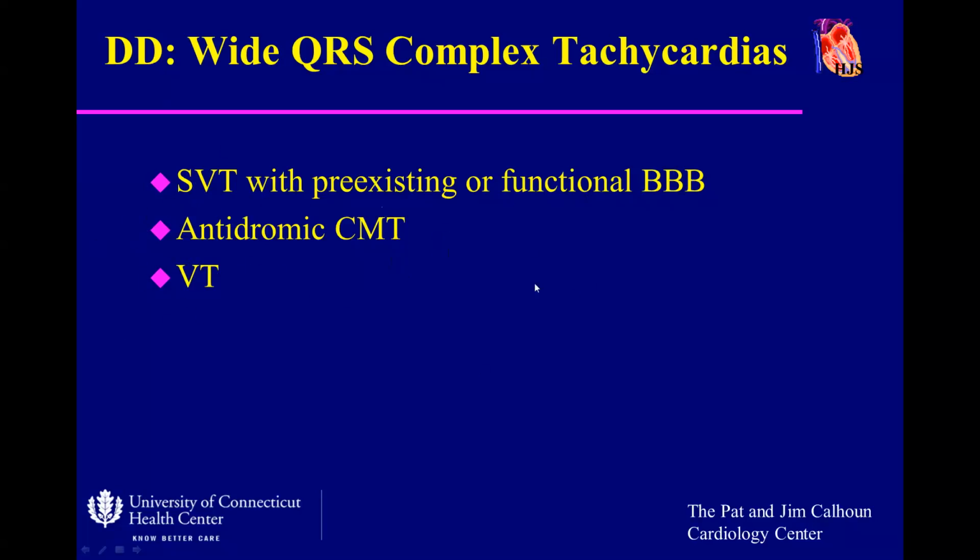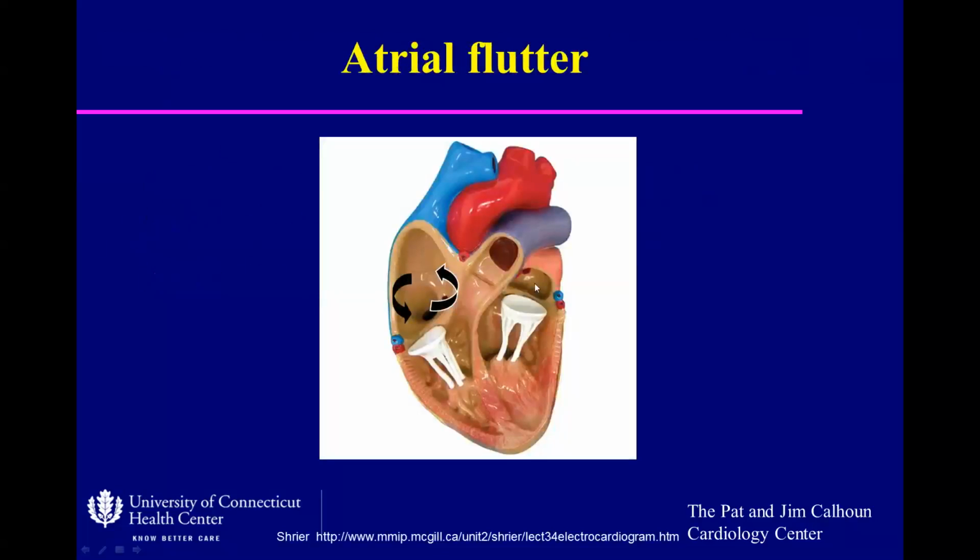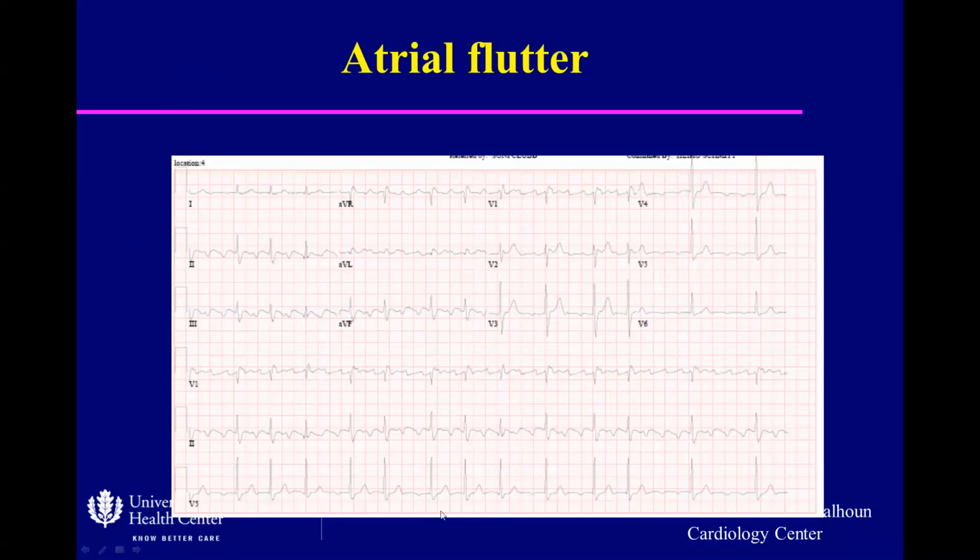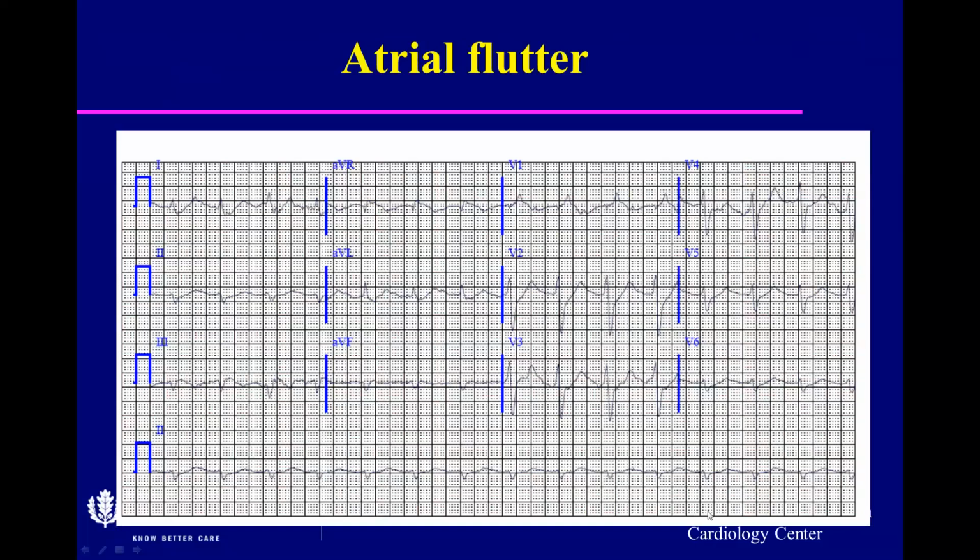So these are the 3 differentials you have: VT, SVT with pre-existing or functional bundle branch block, or antidromic circus movement tachycardia. So atrial flutter, as you know, is a circuit that goes around in the right atrium. However, you can have something like this. That's how atrial flutter looks, right? It's fairly slow atrial flutter, negative P wave in 2, 3, aVF. However, if you have bundle branch block, it might look like this. Okay, there's a P wave. This is atypical atrial flutter with a wide QRS complex. This might be someone who is on flecainide and has a very wide QRS complex.